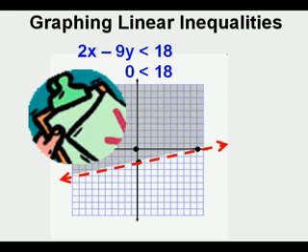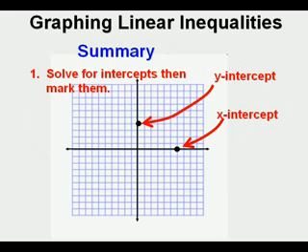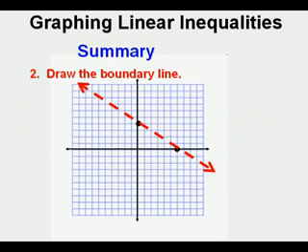Check. To summarize, first find the x and y intercepts by covering the y and x terms respectively. Then solve for the x-intercept, and then the y-intercept. We mark the intercepts. Then draw the boundary line, dashed for not equal to, or less than, or greater than, and solid for equal to.